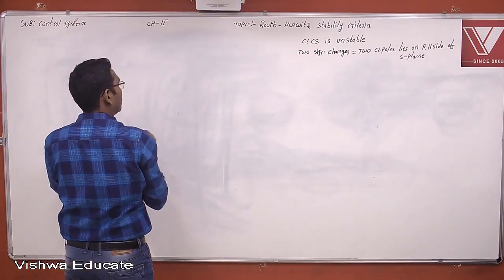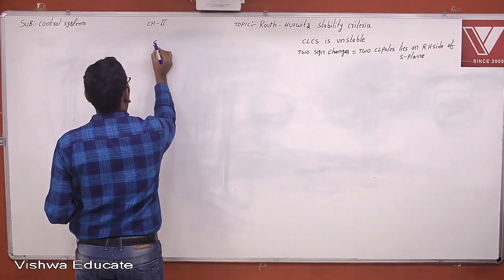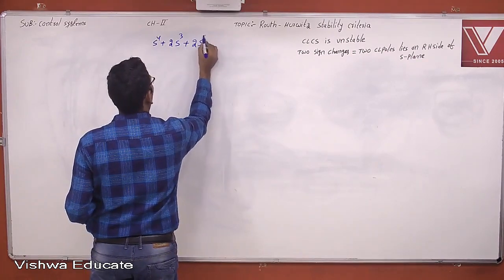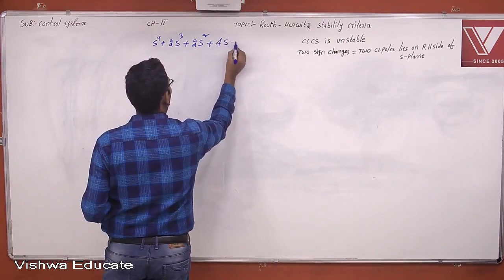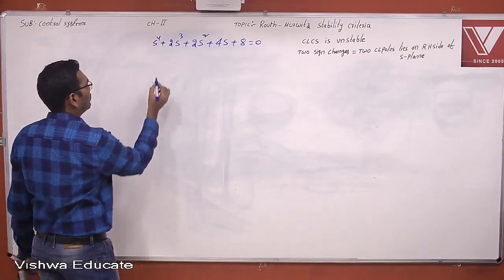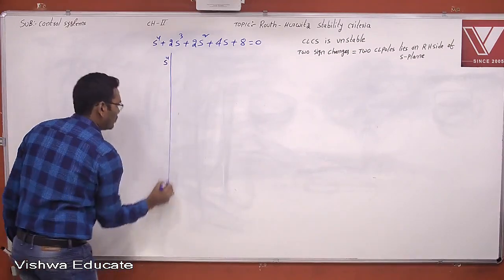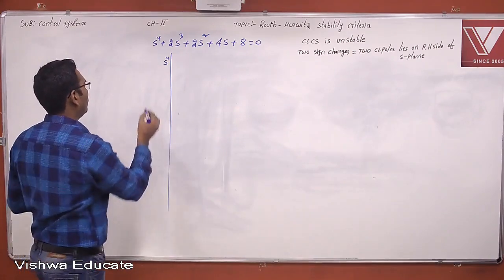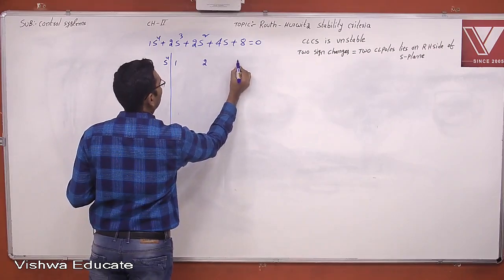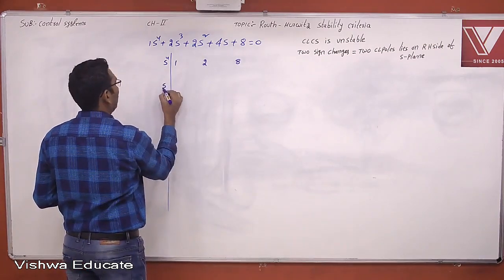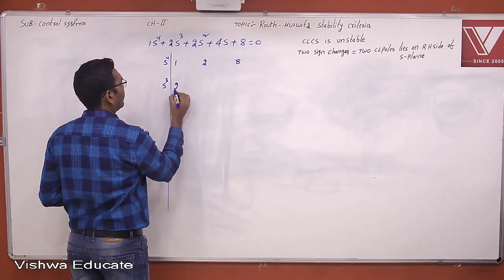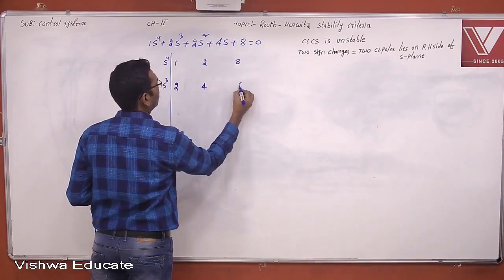Now this is another characteristic equation of order 4. S power 4 is an even power: write all the even power coefficients, 1, 2, 8. S cube, odd power: write all the odd power coefficients, 2, 4, 0.